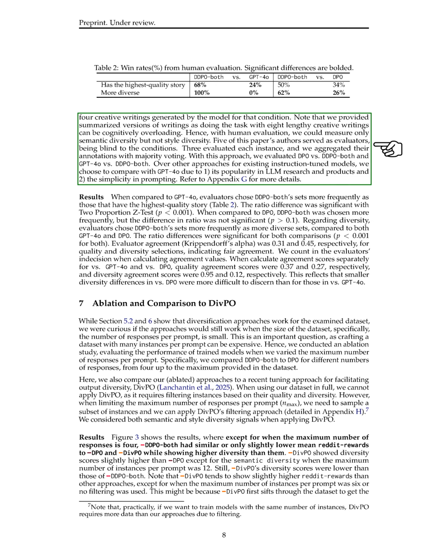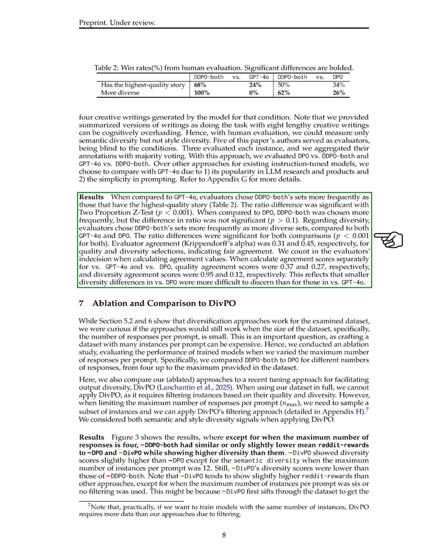5 authors from our paper acted as evaluators, remaining unaware of the conditions. 3 evaluators assessed each instance, and we combined their votes using majority voting. This method allowed us to compare DDPO both against DPO and GPT-4o against DDPO both. We chose to compare with GPT-4o because of its popularity in large language model research and its straightforward prompting.